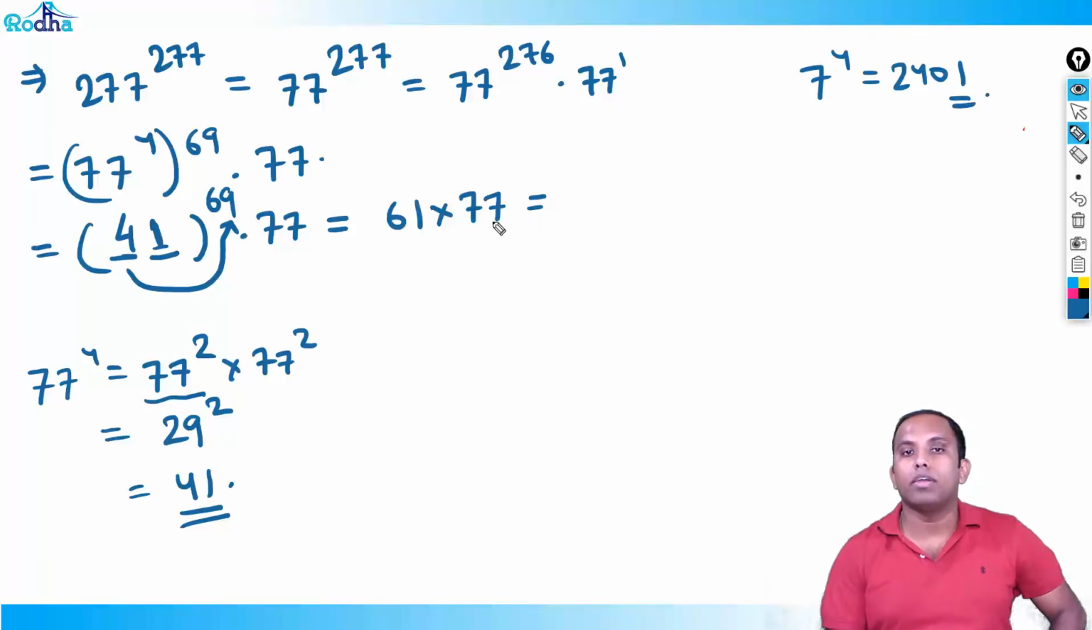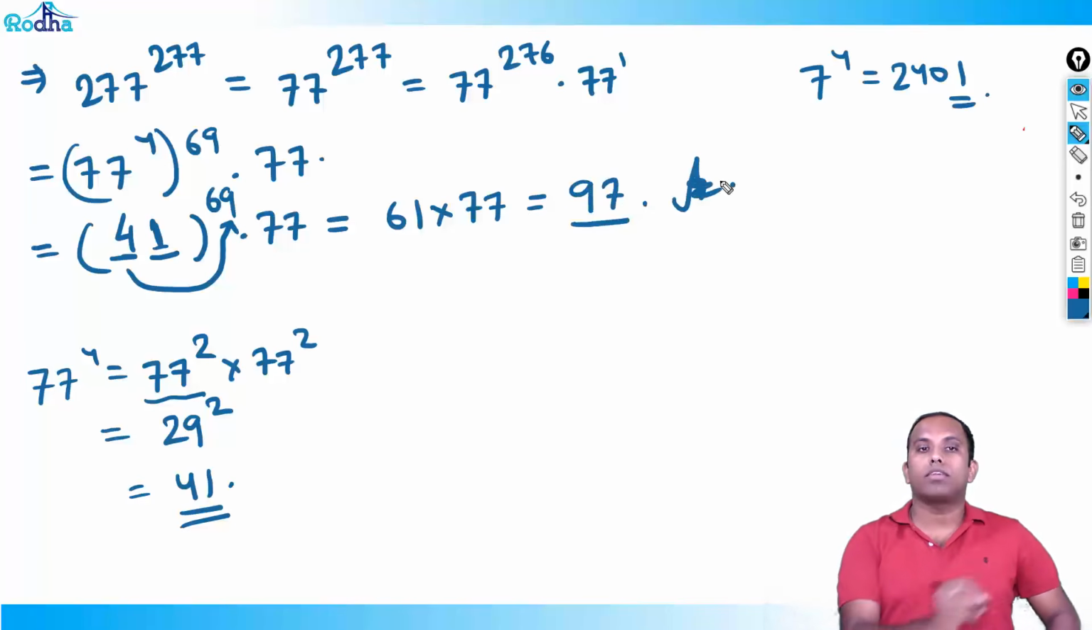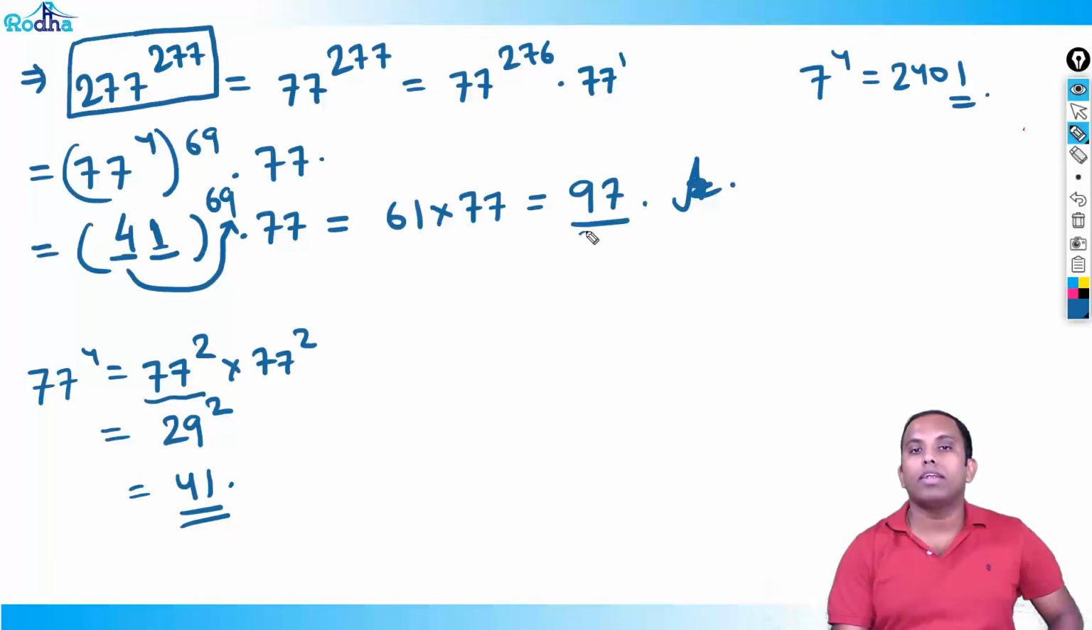Now we can do it manually, right? 77 into 60 is how much? You can just calculate it. 154, 308, 462. So 462 plus 77. Right, it is 97. So last two is 97. So the last two digits of 277 raised to 277 is 97. Next one.